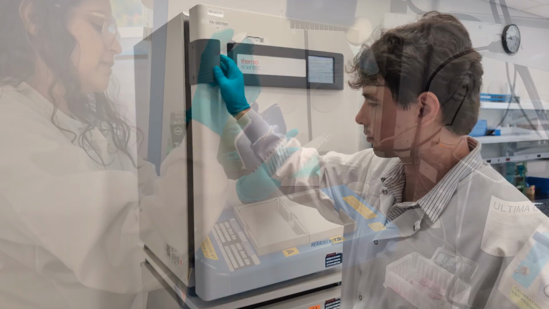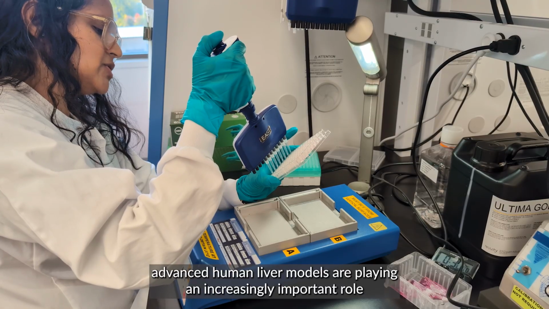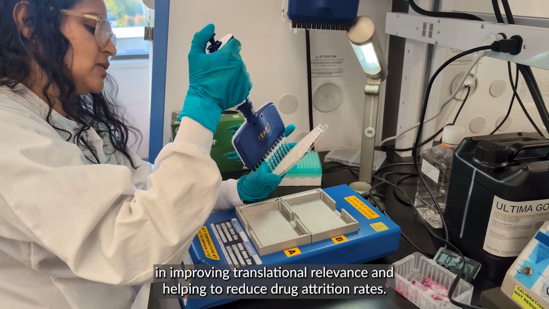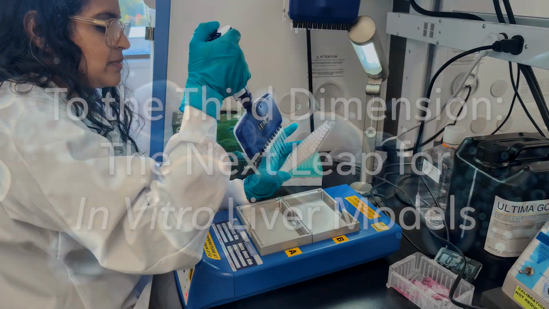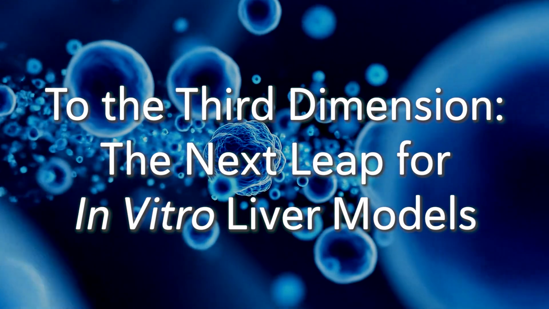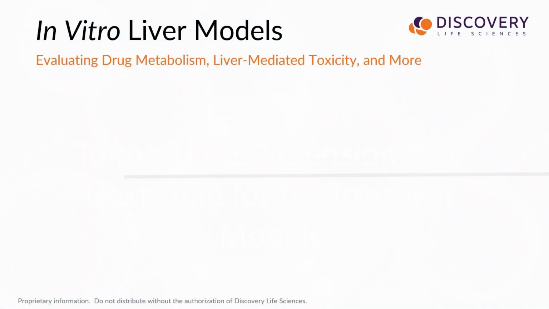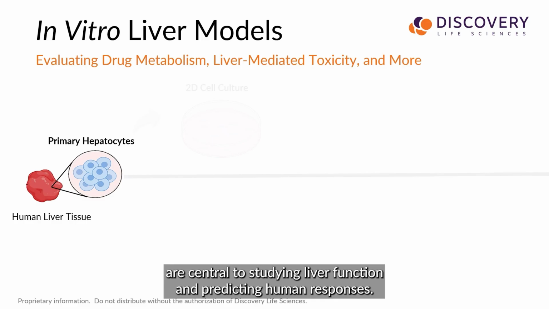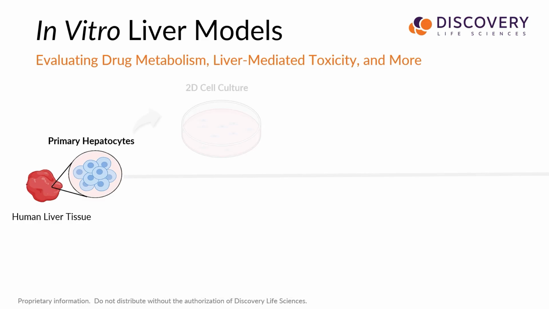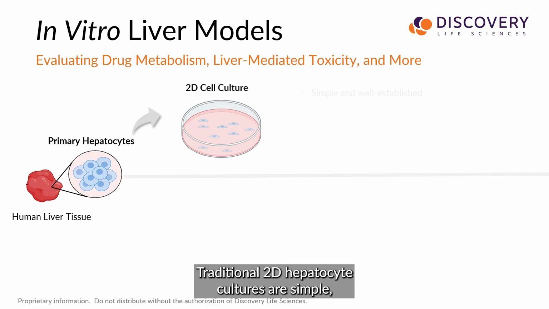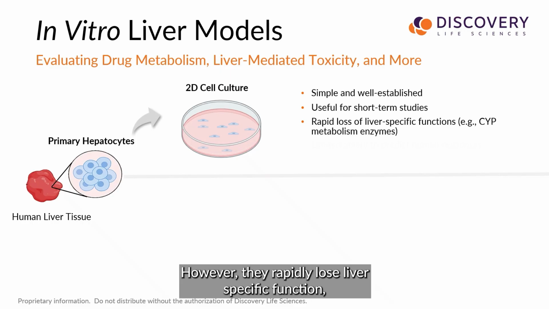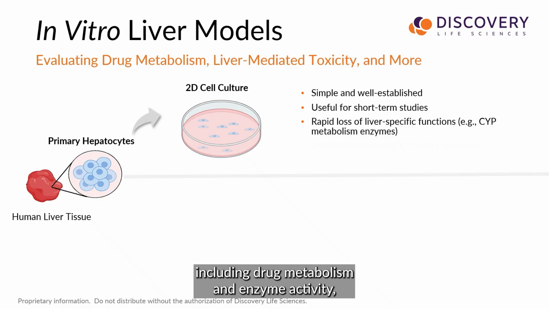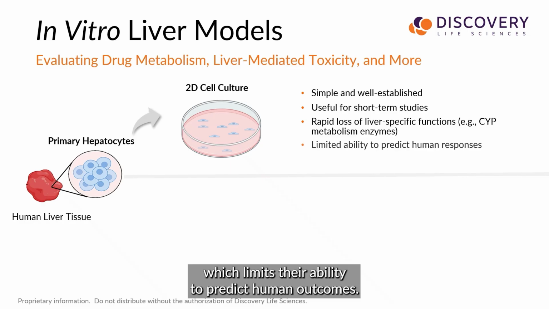Among in vitro NAMs, advanced human liver models are playing an increasingly important role in improving translational relevance and helping to reduce drug attrition rates. In vitro liver models are central to studying liver function and predicting human responses. Traditional 2D hepatocyte cultures are simple, well-established, and useful for short-term studies. However, they rapidly lose liver-specific function, including drug metabolism and enzyme activity, which limits their ability to predict human outcomes.